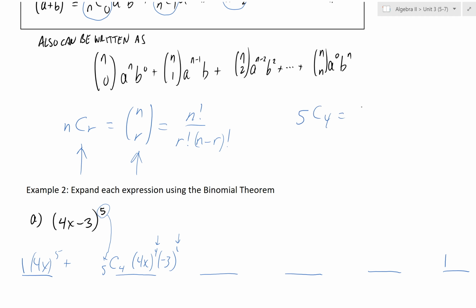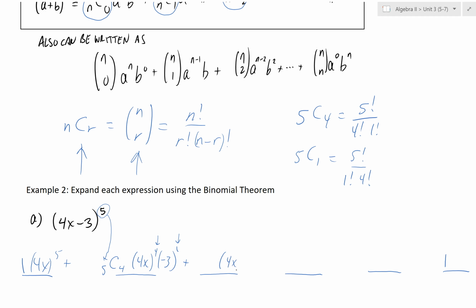5 choose 4 and 5 choose 1, remember, are the same, because if I do 5 choose 4, that would be 5 factorial over 4 factorial, and the difference between them is 1, so 1 factorial. If I do 5 choose 1, that's 5 factorial over 1 factorial, and the difference between 5 and 1 is 4 factorial. So notice that those would turn out exactly the same because they both have 4 factorial times 1 factorial in the bottom. So it doesn't matter which one of those we use. The coefficient is going to be 5 choose 4. We'll calculate that later. So let's continue on with the pattern.